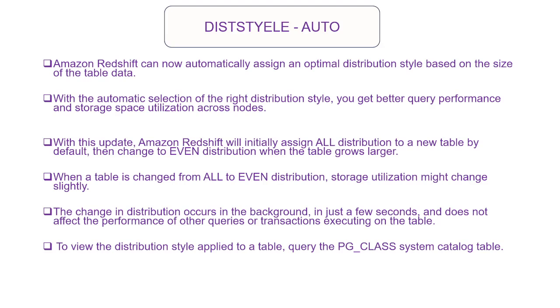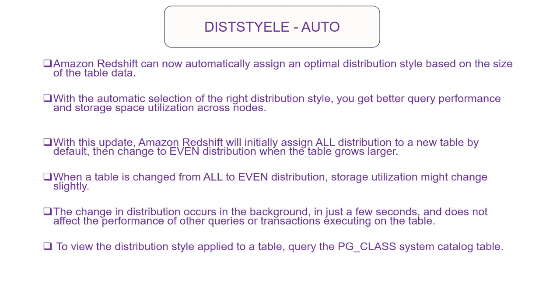So the last one is DISTSTYLE AUTO, which is what Amazon gives you by default. If you do not define anything, then Redshift automatically assigns an optimal distribution type. Using automatic selection, it will start with ALL, and then it will go to EVEN distribution slowly, right? And when you see it change from ALL to EVEN or any other distribution, it happens in the background, so it will not affect the query performance.